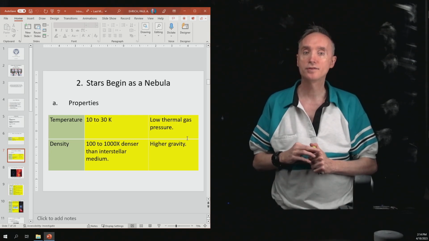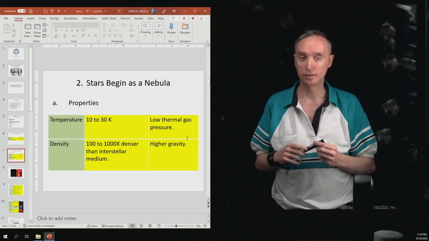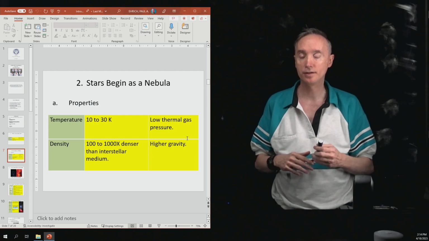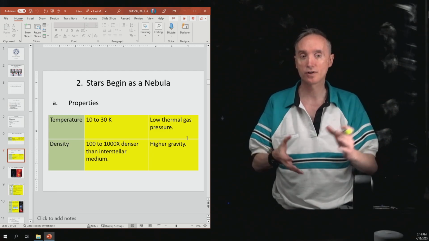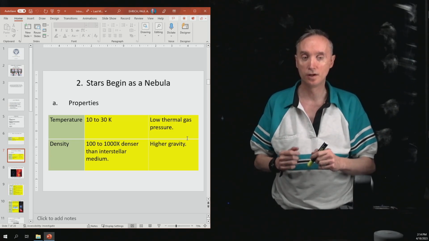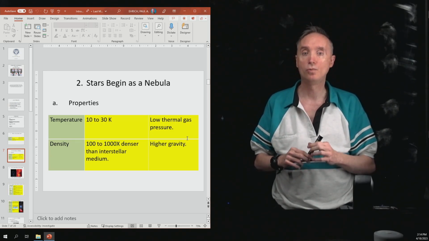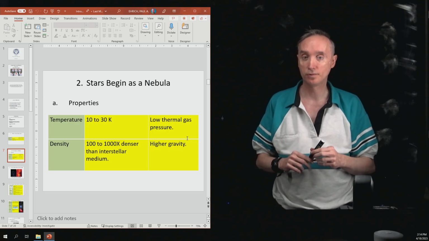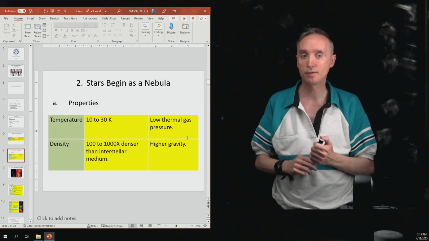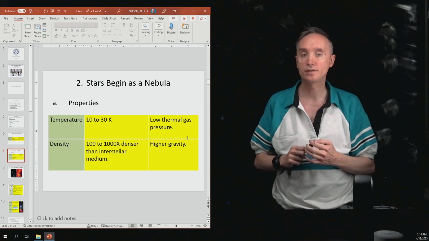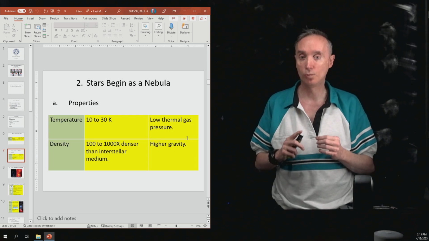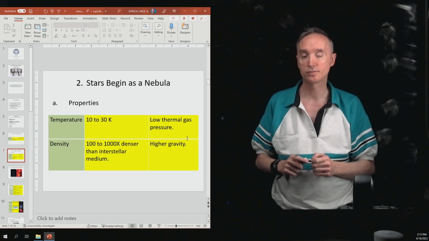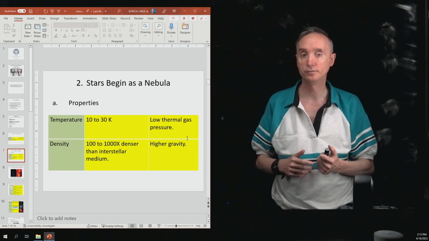Okay, let's talk about what a nebula is then. So a nebula is going to be a big ball of gas that is eventually going to contract and turn into a star. So what are some properties of nebulas? Okay, so first of all, notice that the temperature is going to be 10 to 30 Kelvin. So that is going to be warmer than outer space. So outer space is going to be 4 Kelvin, and this is going to be 10 to 30.